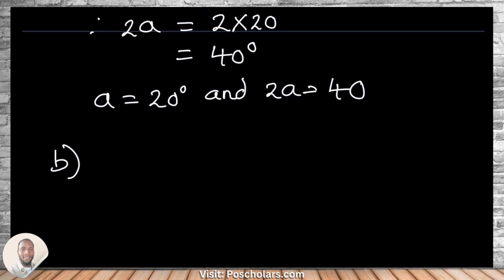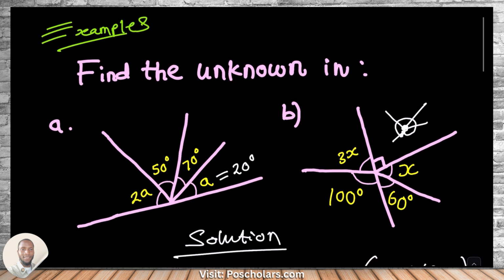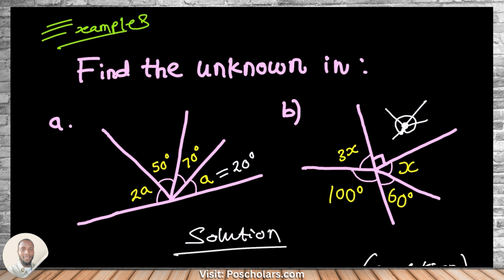To solve question B, one thing you need to know is we are given this angle as 3x, this angle as 100, this angle as 60, this angle as x, but this was not given. So you need to intuitively know that this angle here is 90 degrees. Whenever you see a small square in an angle, just know that angle is 90 degrees, or a right angle. That's why it's represented with a small square.